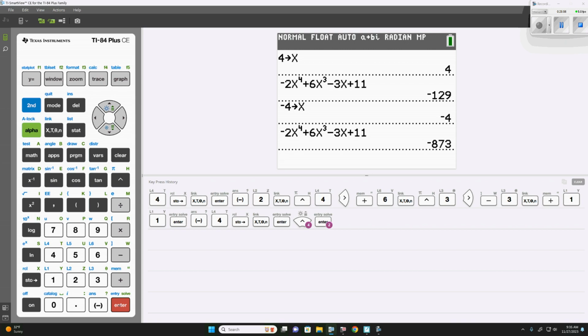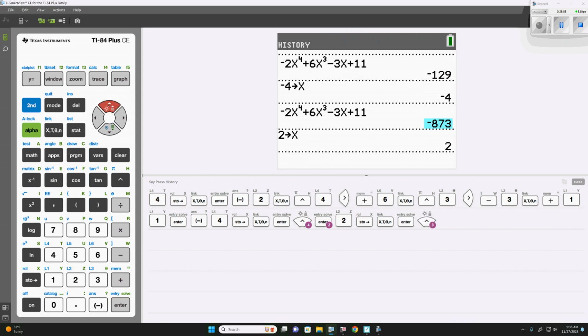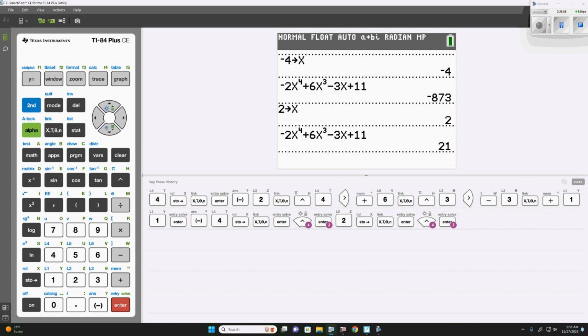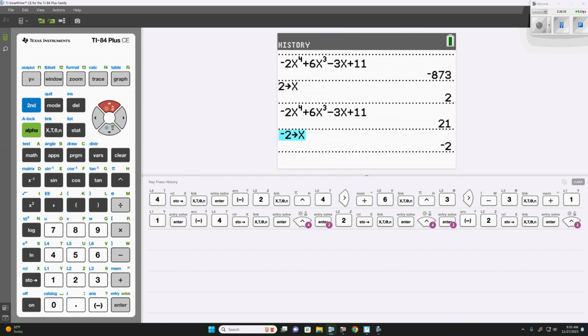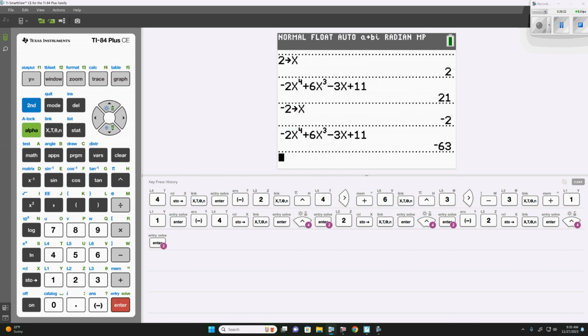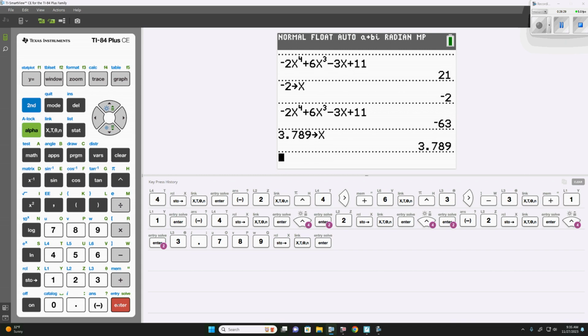I mean, typing it in the first time takes a little bit of time, but now I can check multiple values pretty quickly. Because we could say 2 store x, enter, enter, enter. And when x is 2, the value of this is 21. If I want to evaluate, say, negative 2, negative 2 store x, enter. Negative 63. 3.789 store x.